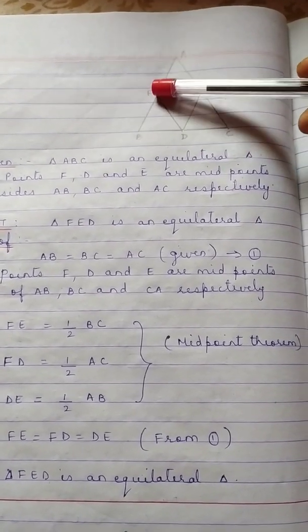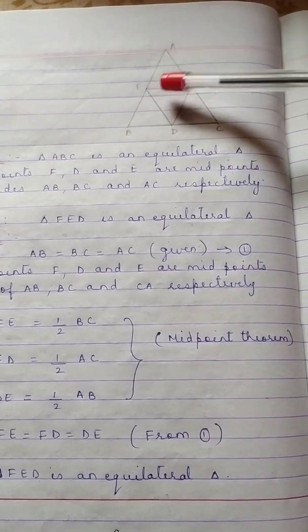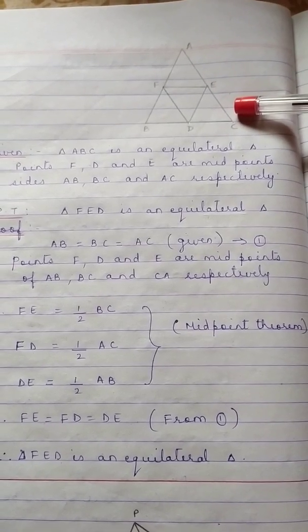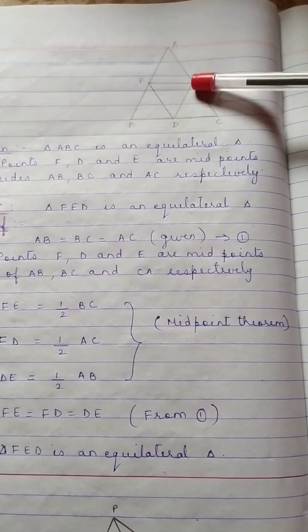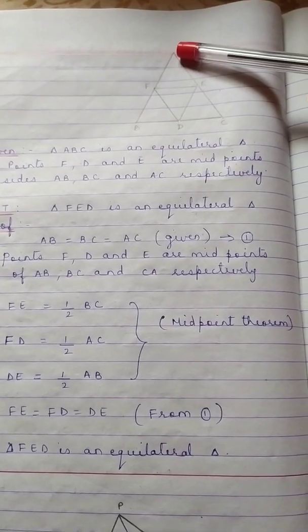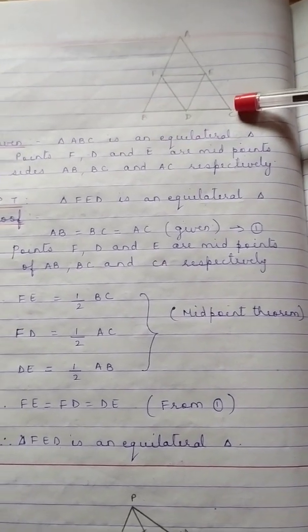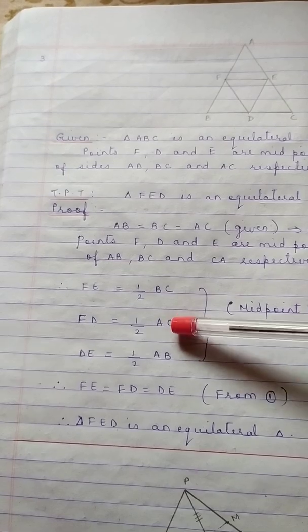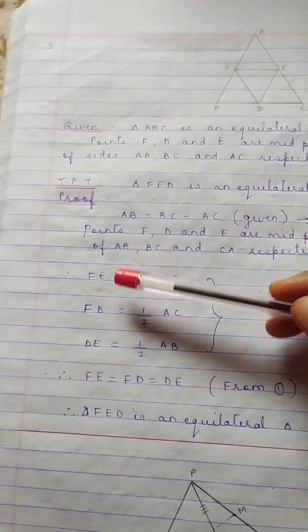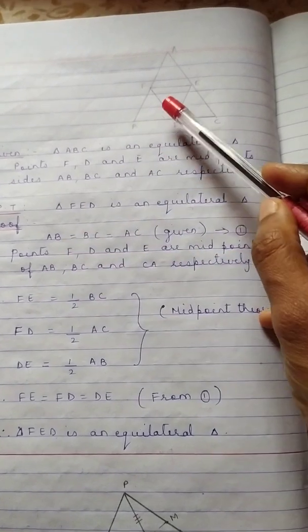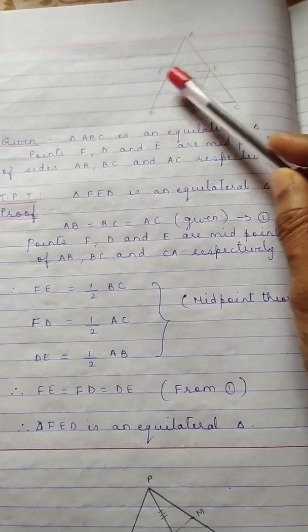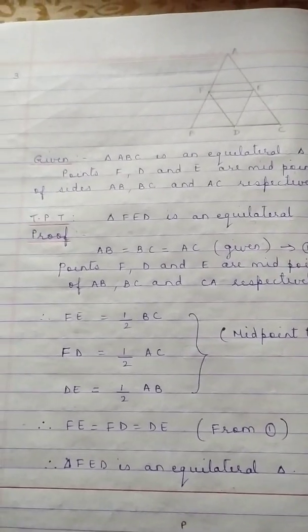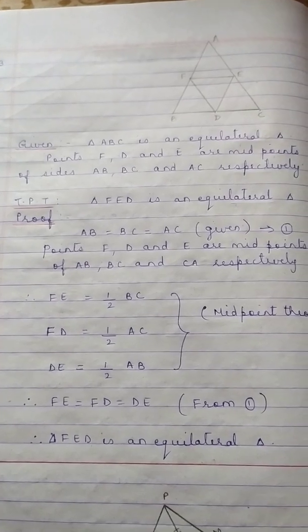Now, since F and D are the midpoints of these two sides, FD is equal to half of AC. What is the reason? Midpoint theorem. Same way DE is equal to half of AB. Same way FE is equal to half of BC, all due to midpoint theorem. But we know AB equal to BC equal to AC, and therefore even the half of those equal sides have to be equal, and therefore FE is equal to FD is equal to DE, and hence triangle FED or FDE is an equilateral triangle. So that's a very simple sum. I hope you have understood.